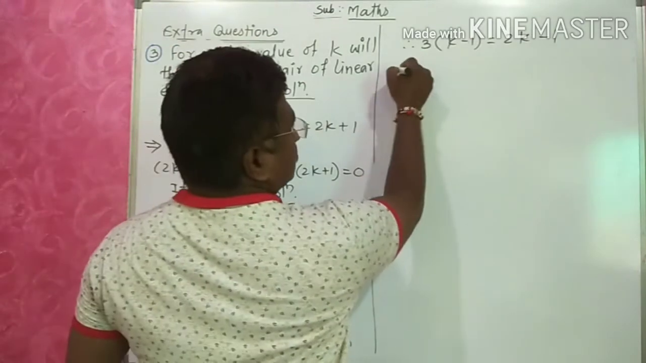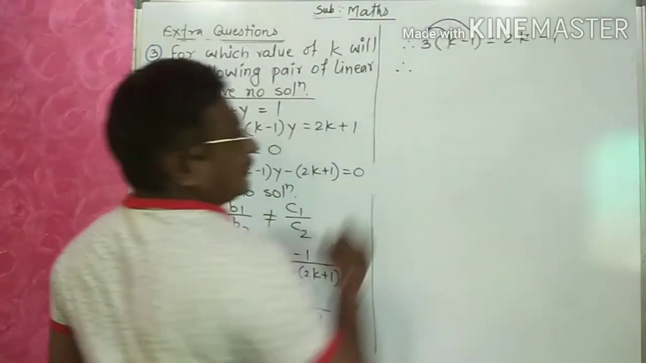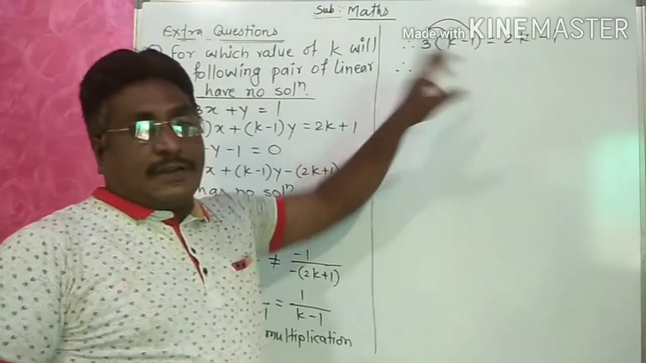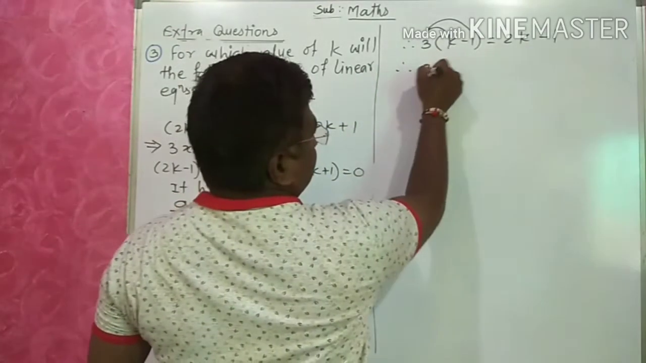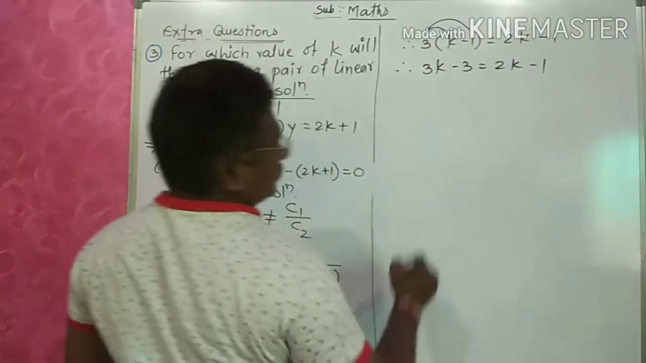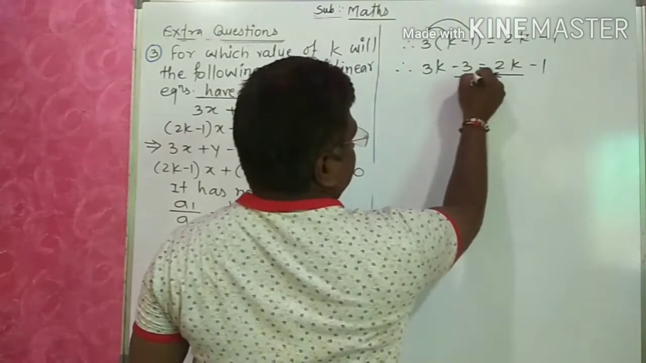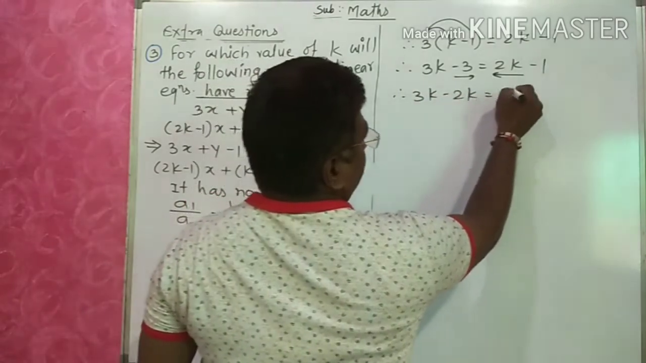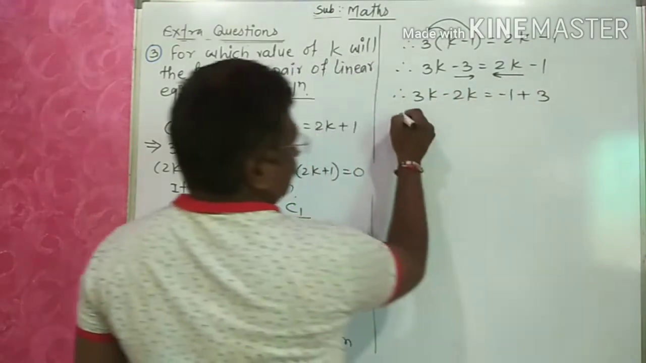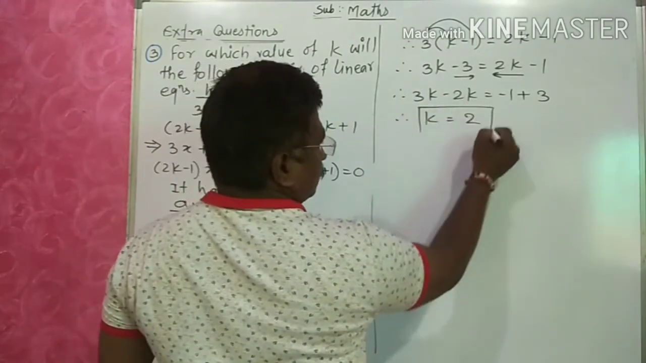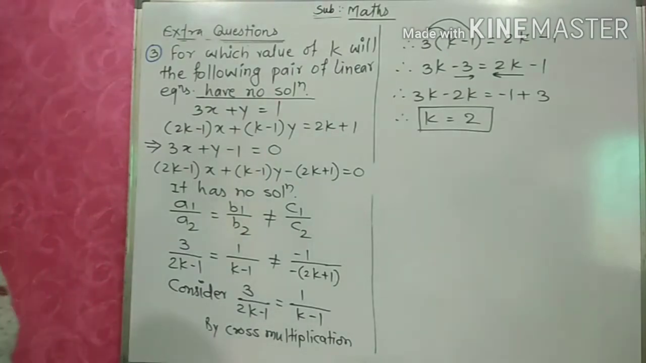Now simplify this by the distributive property. Multiply the outside term to each and every term of the bracket. So what will we get? 3k minus 3 equals 2k minus 1. Now transfer this. So what will we get? 3k minus 2k equals minus 1 plus 3. So k equals 2. Got the value of k? So the value of k is 2.